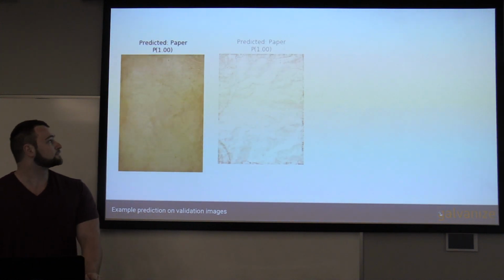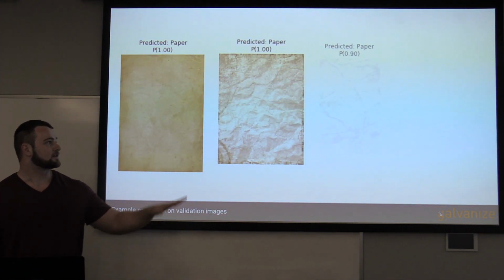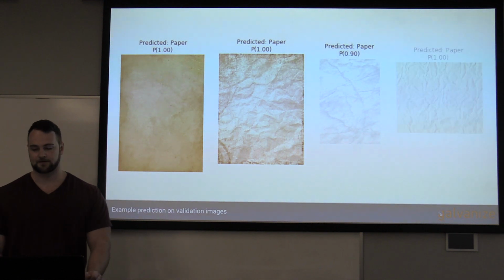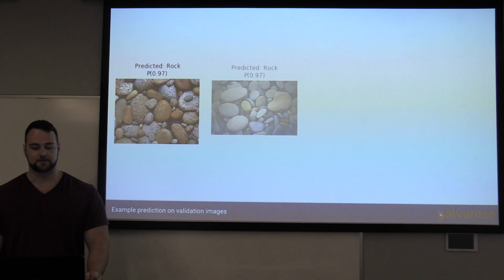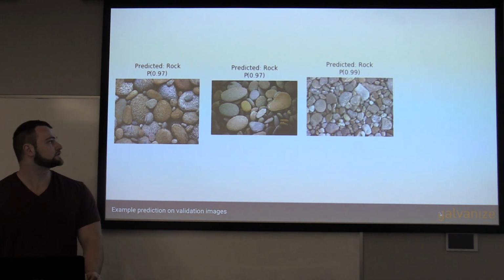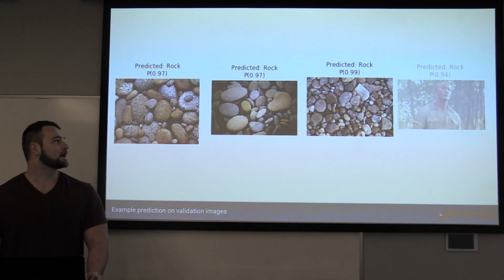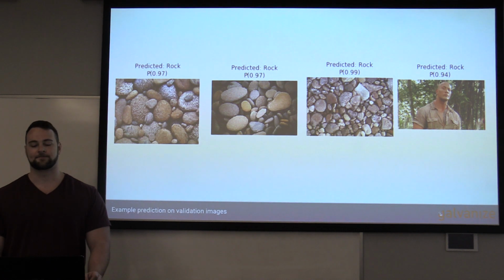Paper is pretty easy. It's pretty much just looking for something that's kind of lighter with maybe a little bit of texture. And rocks are a little more complicated, but as you see, we have high probabilities associated with these, and finally, a false positive.